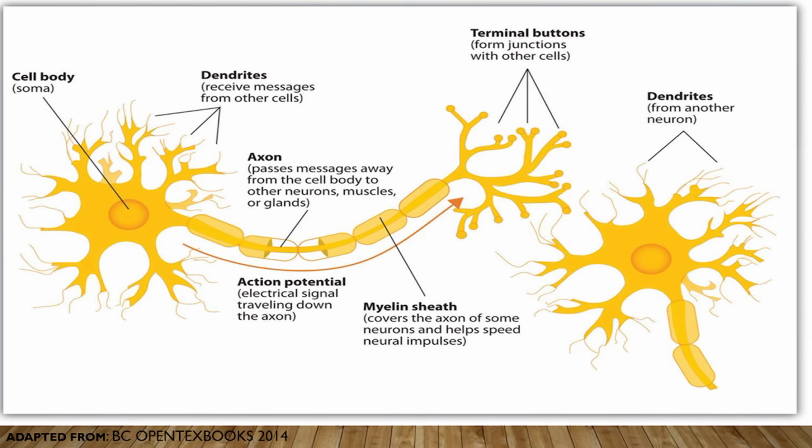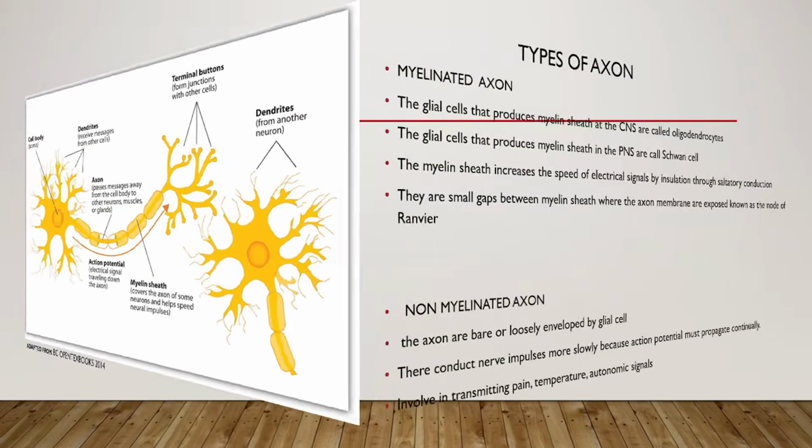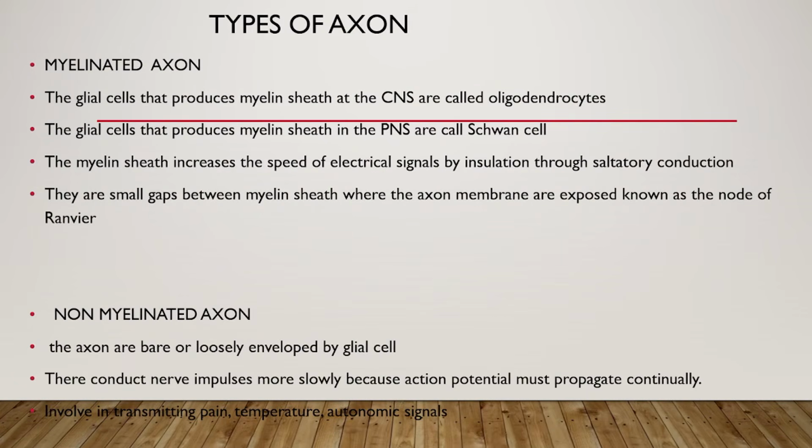Now, neurons don't join end to end. That is one thing we want to say again. Neurons don't join end to end. They have synapses in between neurons. And these synapses transmit signals through electrochemical signals.